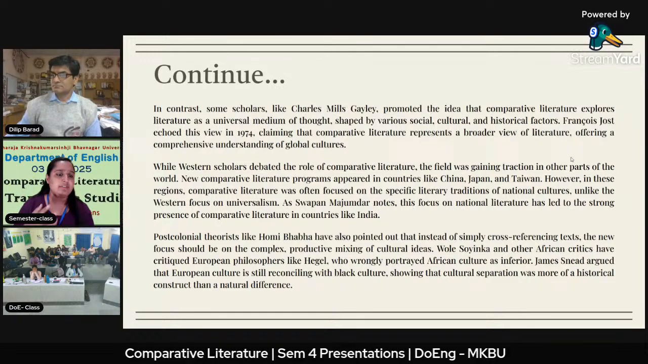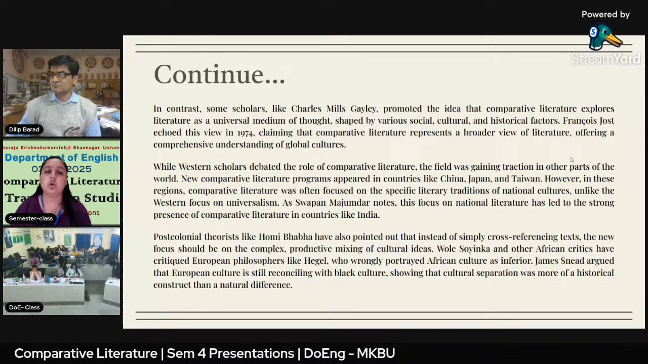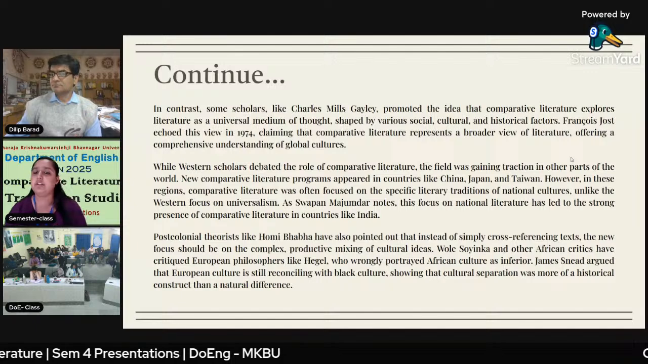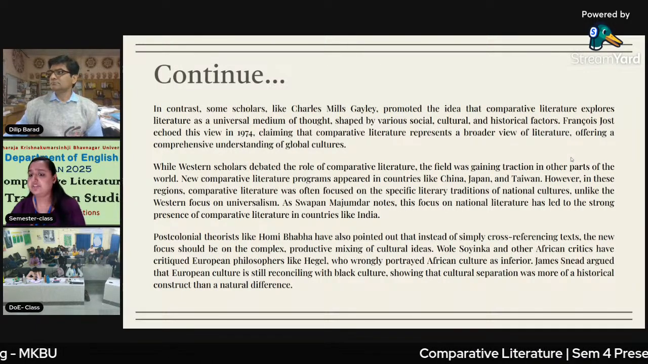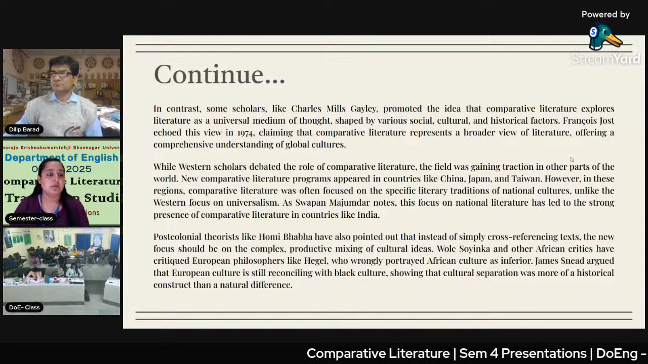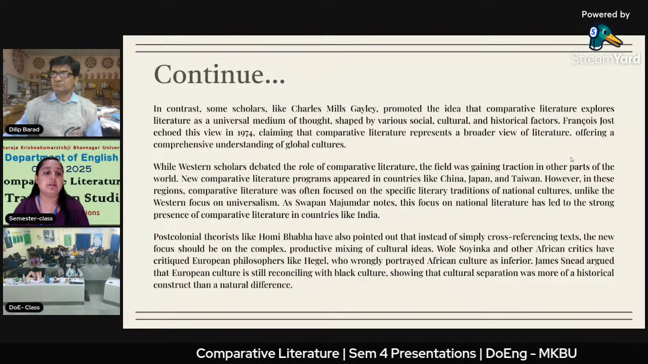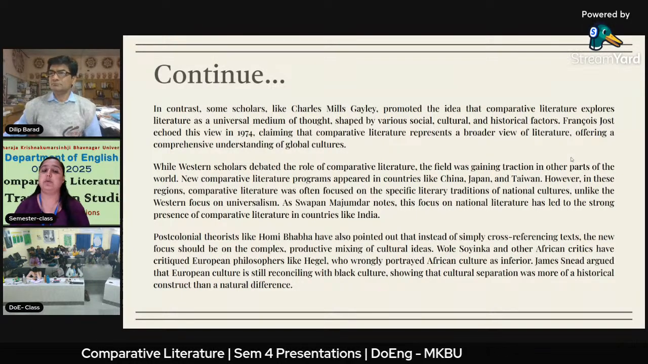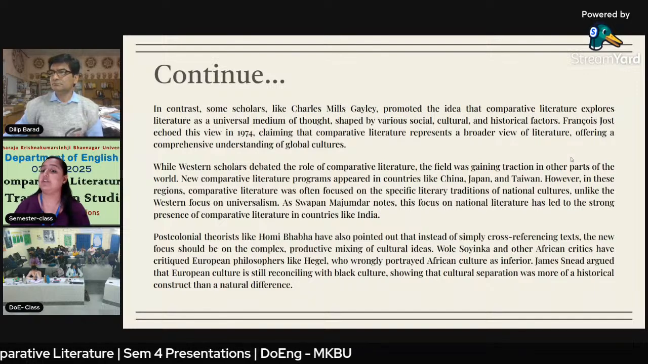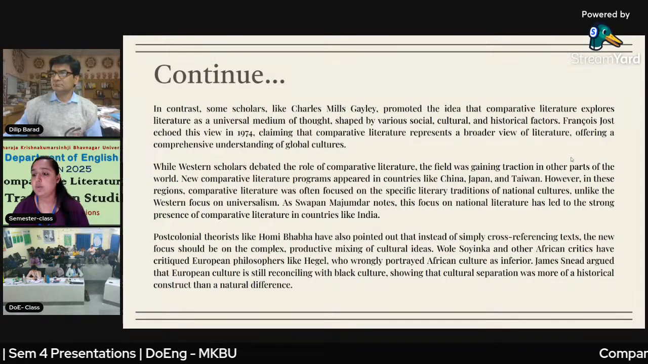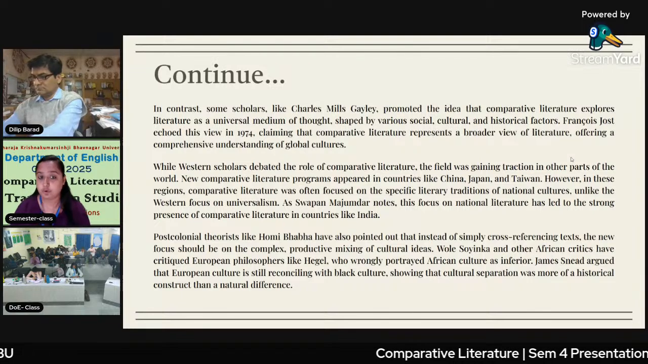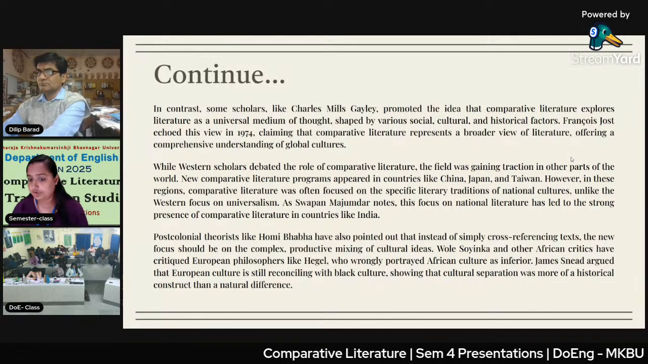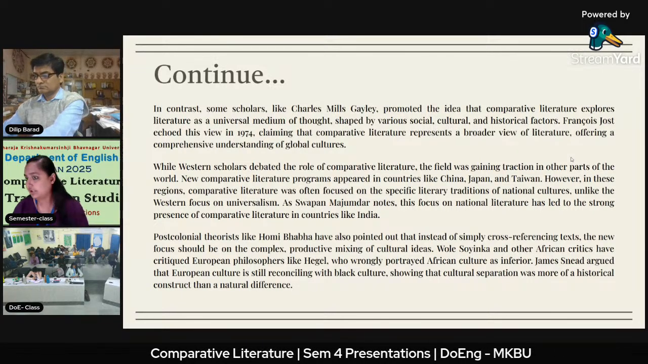While Western scholars debated the role of comparative literature, the field was gaining traction in other parts of the world. New comparative literature programs appeared in countries like China, Japan, and Taiwan. However, in all these regions, comparative literature was often focused on a specific literary work, tradition, or culture.